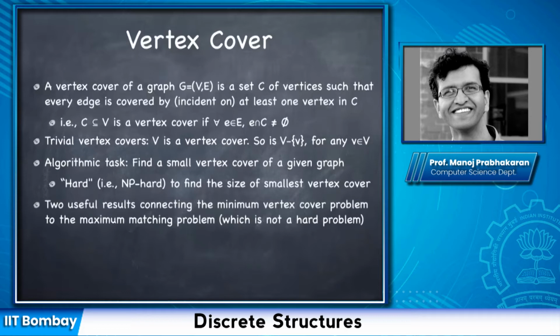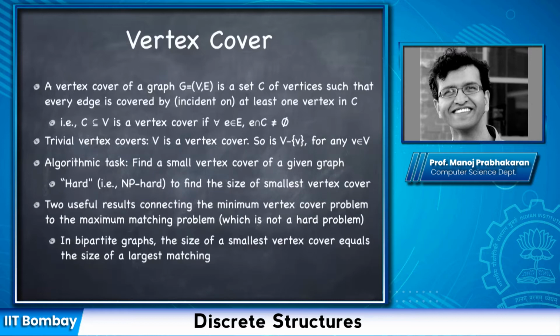However, today we'll see 2 connections between vertex cover and the maximum matching problem that we talked about earlier, which is actually not a hard problem. We didn't discuss an algorithm, but it's one of those problems which has an efficient algorithm, and we will be able to relate vertex cover to this problem. In fact, the relation is pretty tight in the case of bipartite graphs. For bipartite graphs, finding the smallest vertex cover is not a hard problem. It's essentially the same as finding the largest matching in a bipartite graph.